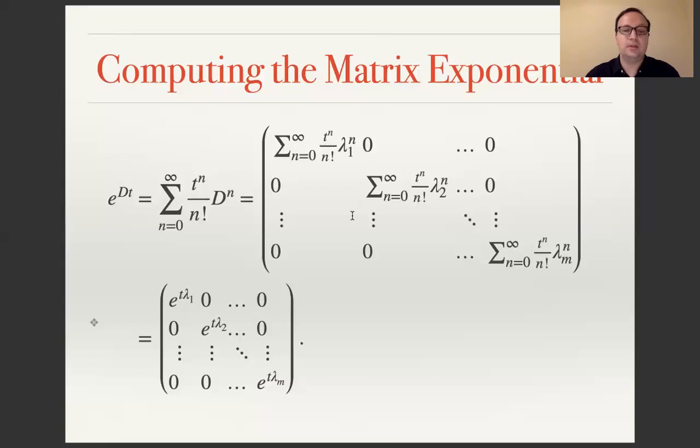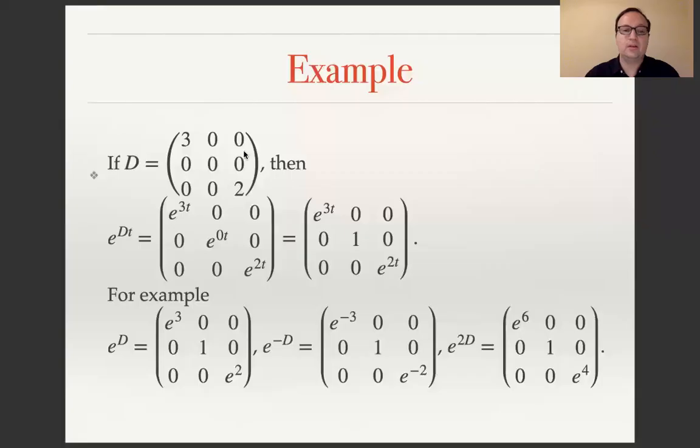So it's very straightforward to compute the exponential of a diagonal matrix. Here's an example. If D is the diagonal matrix I mentioned before, the matrix with entries 3, 0, and 2 on the main diagonal and 0 everywhere else, then the exponential of Dt is the diagonal matrix with entries e to the 3t, e to the 0 times t, and e to the 2t on the main diagonal.